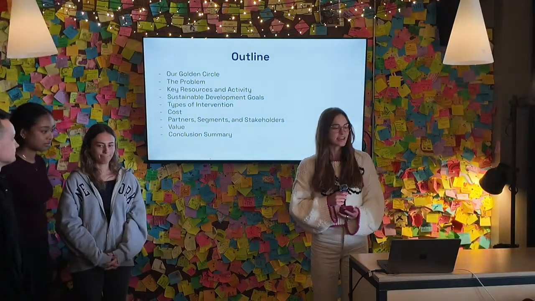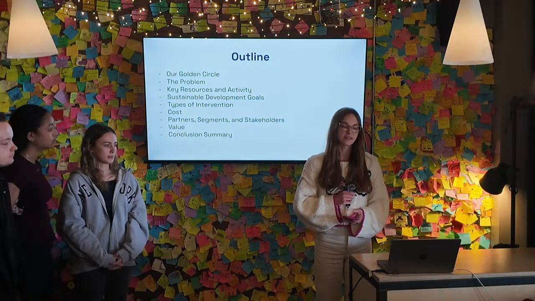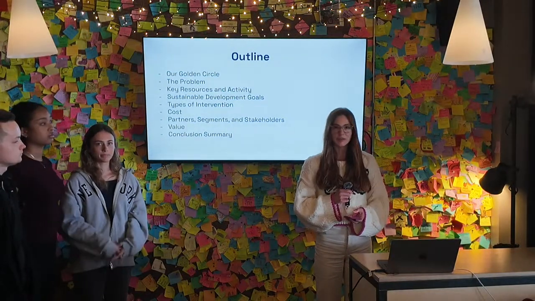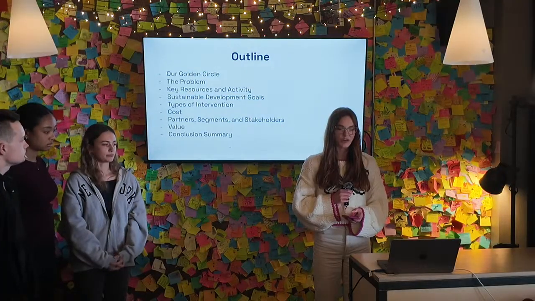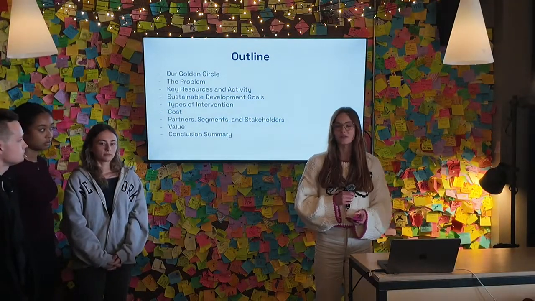So for our outline today, we will be going over our golden circle, the problem and solution, key resources and activity, sustainable development goals, types of intervention, costs, partners, segments and stakeholders, value, and lastly, a conclusion summary.